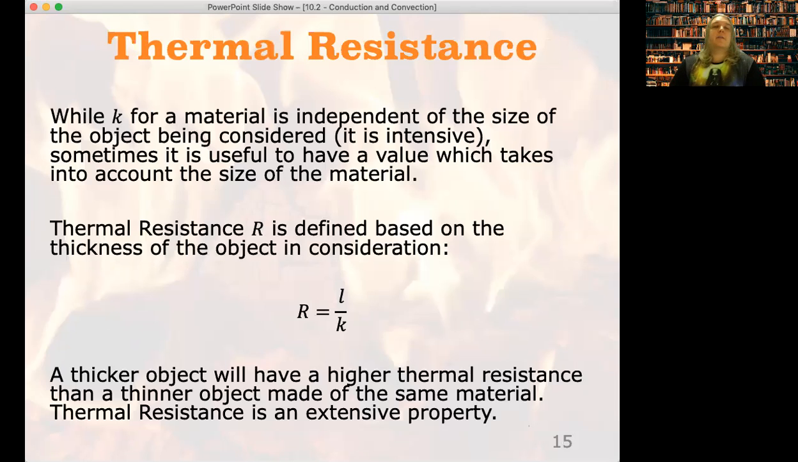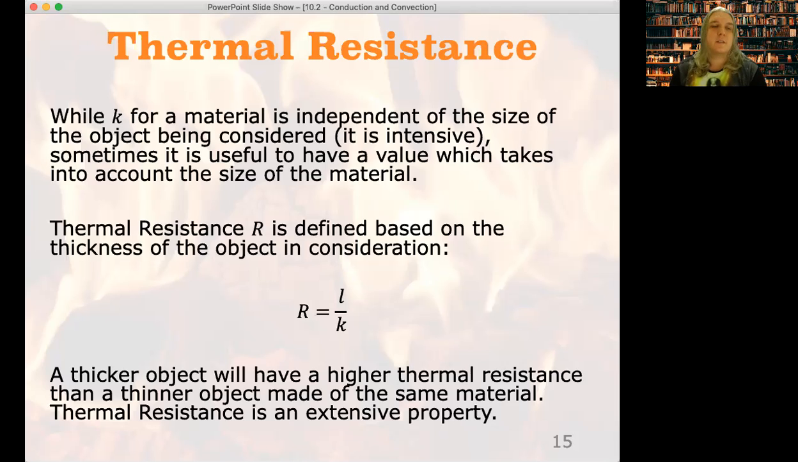We talk about K for a material being independent of the size of the object. So just like density, if you've got some material, it doesn't matter how much of it you've got, the K for that thing is always going to be the same if it's just that material. So it's an intensive property. Remember the definitions of intensive versus extensive.